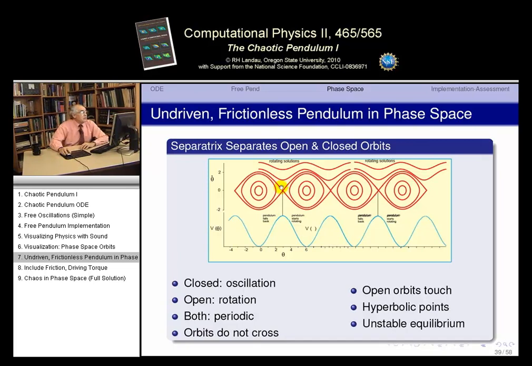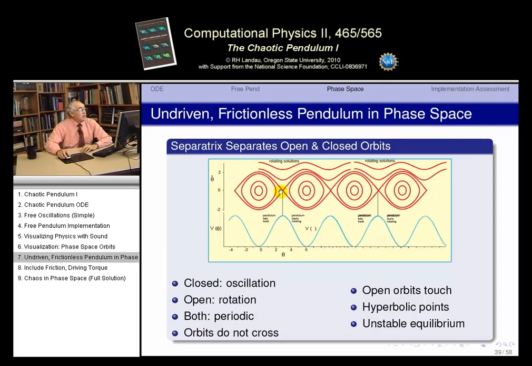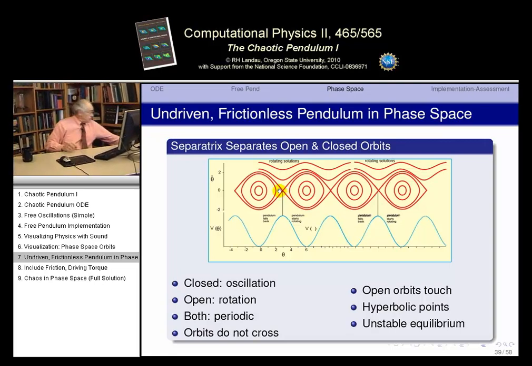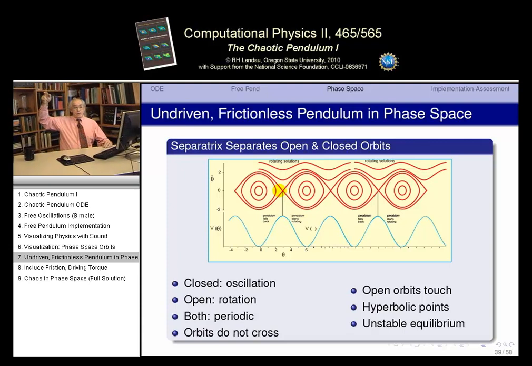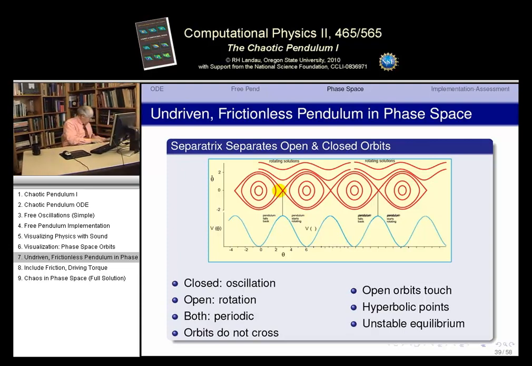These points here are called hyperbolic points, where they cross. They correspond to unstable equilibrium, and we see that. That just corresponds to the pendulum moving at the top, and then it can move back, or it can keep going over.